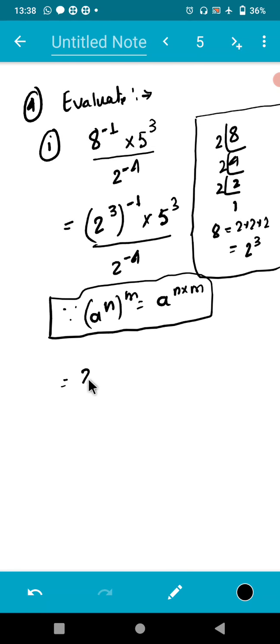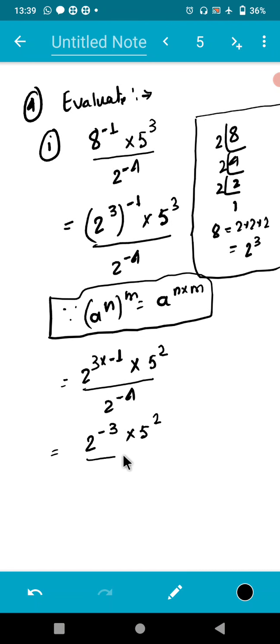So it will look like 2 to the power 3 into minus 1, into 5 square by 2 to the power minus 4. So 2 to the power minus 3 into 5 square by 2 to the power minus 4. Now students, observe it very carefully. If you observe these two numbers, these two terms are having what? Same base, and they are in the division form. So which is the law that we are going to use?